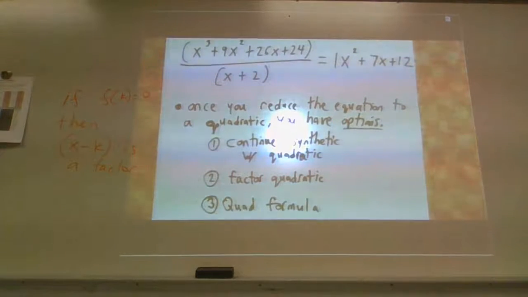Synthetic division will only work as long as you know what numbers to plug in. Factoring will only work if you actually can factor it, if it actually is factorable. The quad formula will always work. Please keep that in mind. I have some very basic examples for you today in which we may not have to use the quad formula, but I want you to get used to this. You have options. You choose what you need to do.